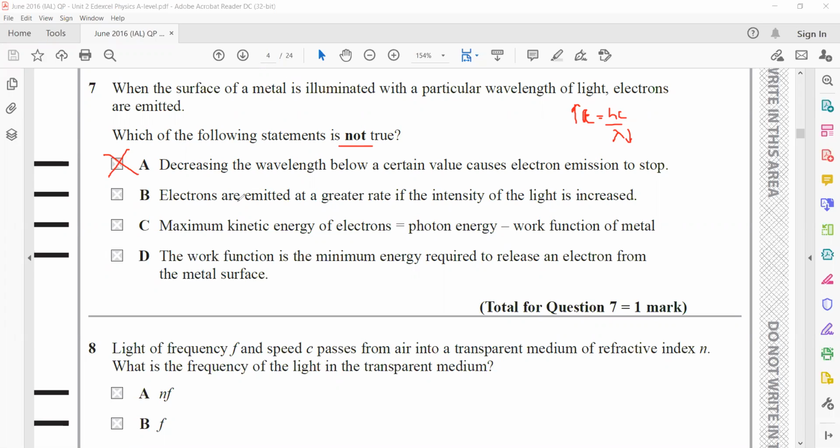What about the other options? Electrons are emitted at a greater rate if the intensity increases. That's true. Increasing intensity will increase the number of electrons emitted. Maximum kinetic energy of an electron is photon energy minus work function. That's also true according to the Einstein equation. Work function is the minimum energy required to release an electron from the metal surface. That's also true.